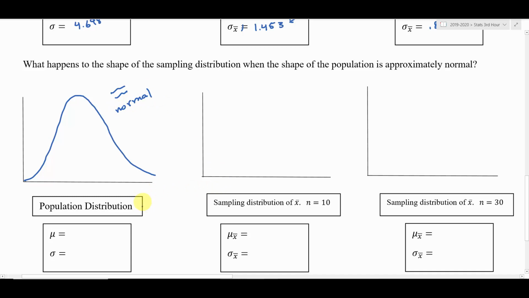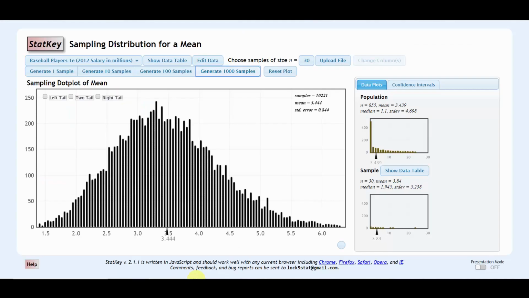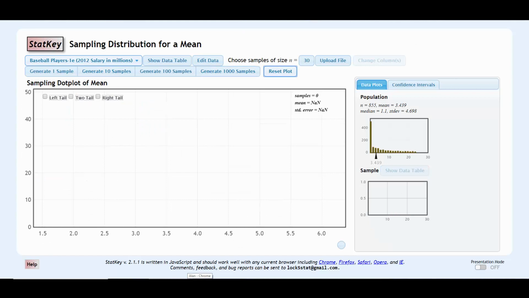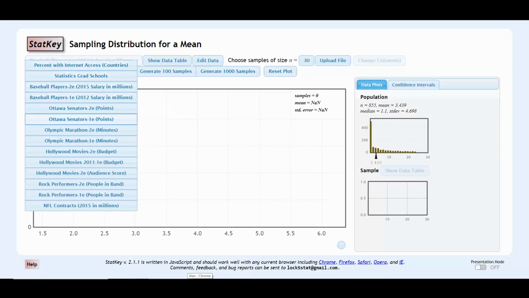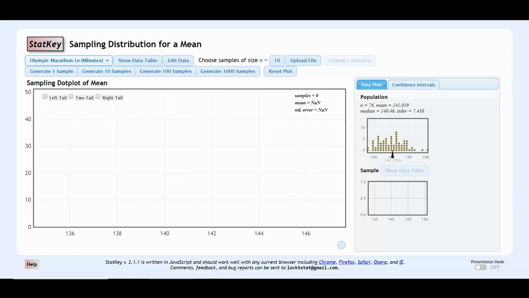All right, and we're going to go back to our simulation here. Let's reset the plot, and we're going to choose a new data set here, and we're going to go to, I think it was Olympic Marathon. Yeah, first edition Olympic Marathon. And when you look at the population, this was the closest one that I can find to something that was approximately normal. It looks like it has a little bit of a skew right over here, but this was the closest to normal that I can find of the options that they gave me over here. So we'll kind of start with this. All right, so we're going to say this is approximately normal to start with, and then we're going to go ahead and do a sampling distribution on it.